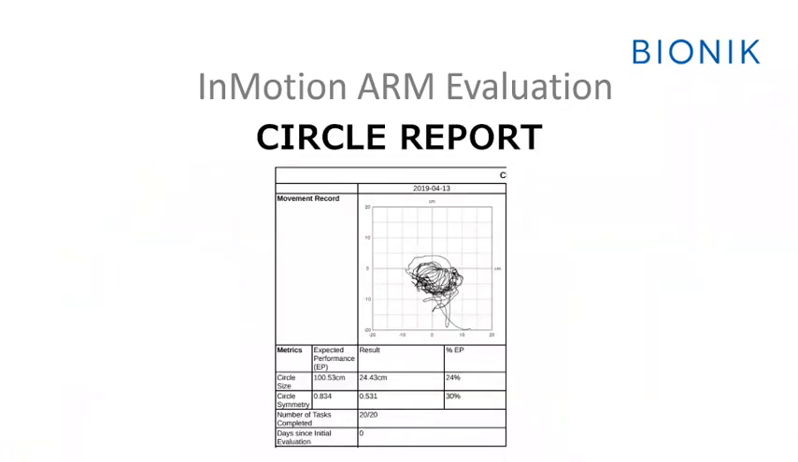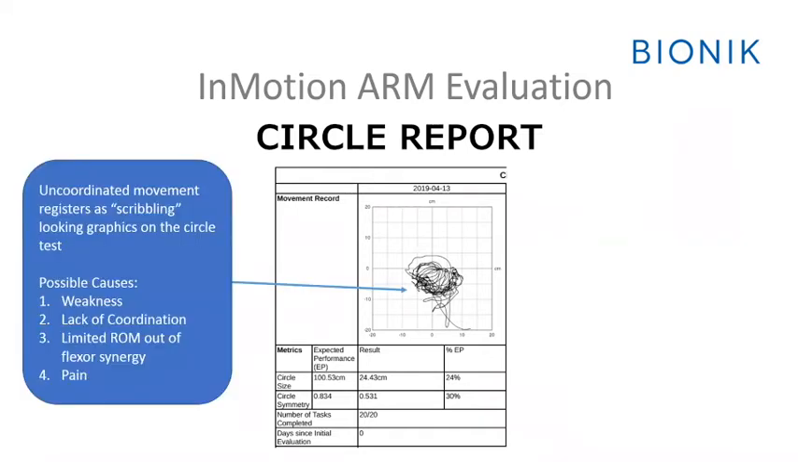In our patient's case, we see the following graphic and metrics from the report. So you can see by the graphic, we have uncoordinated movement, which registers as this kind of scribbling motion showing up in the graphics of the circle test. Possible causes of this could be weakness, lack of coordination, limited range of motion out of flexor synergy, or even pain.